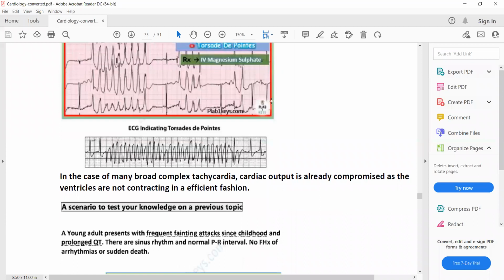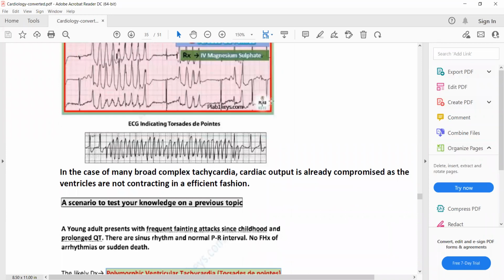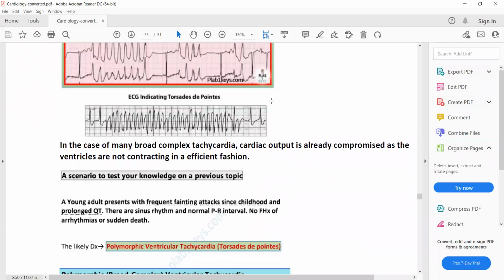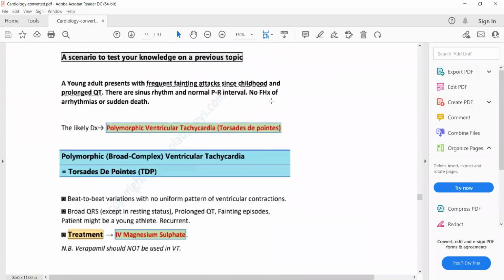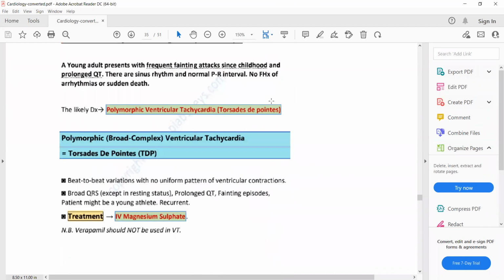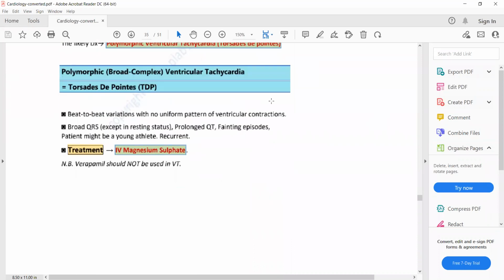Okay, thank you. The treatment of Torsades de pointes is IV magnesium sulfate.